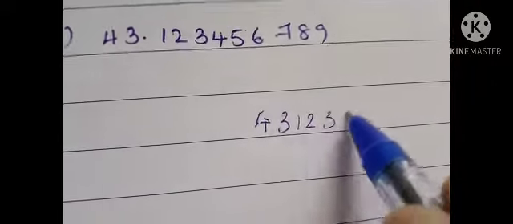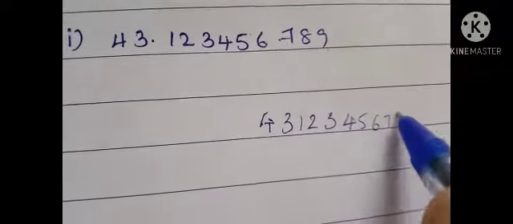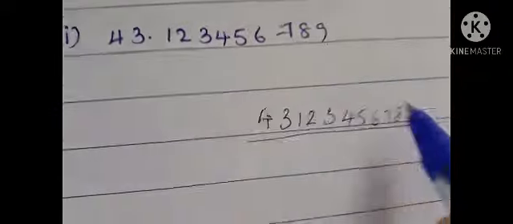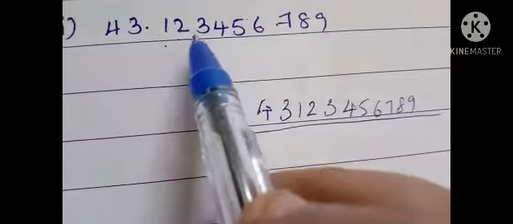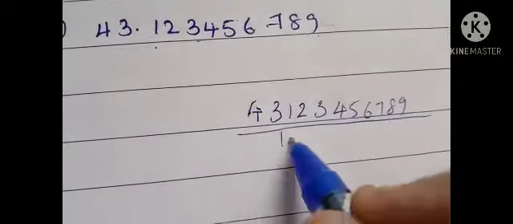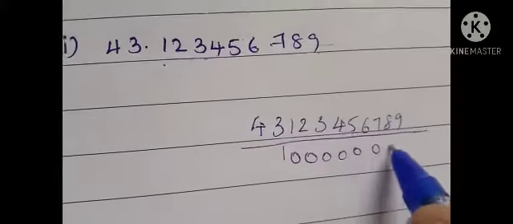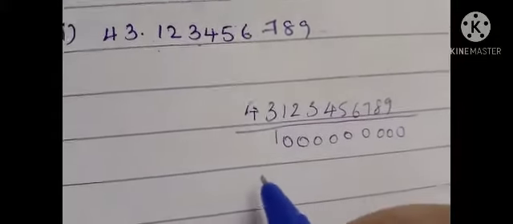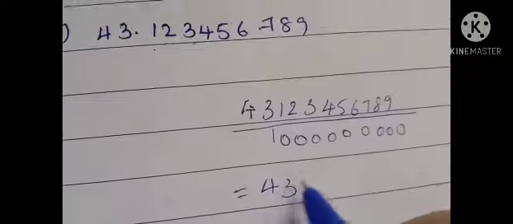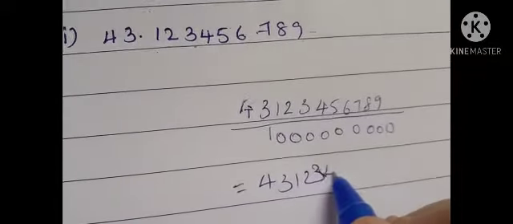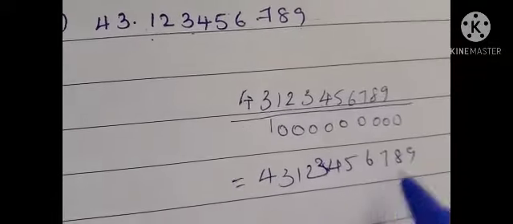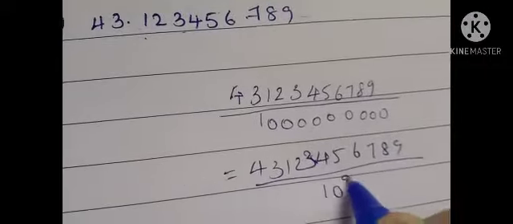Without the decimal, we should write all the digits, then divide by 1 followed by as many zeros as there are digits after the decimal. Here there are 9 digits, so 1 and 9 zeros. Then we can rewrite this as 4312345678 by 10 raised to 9.